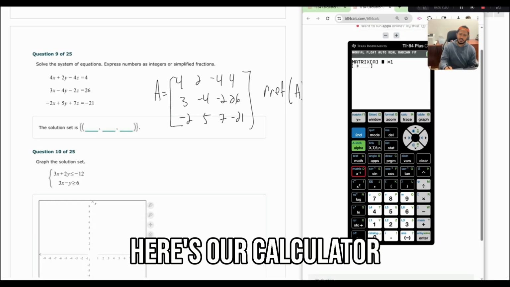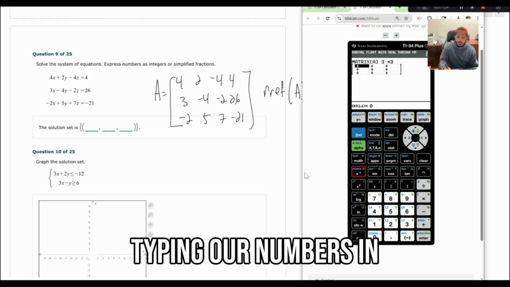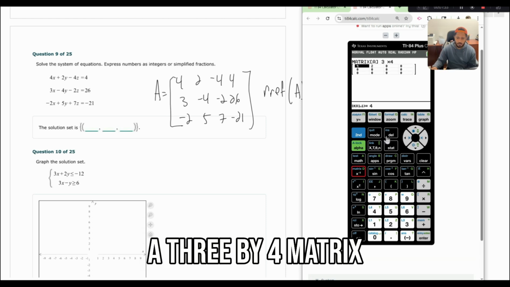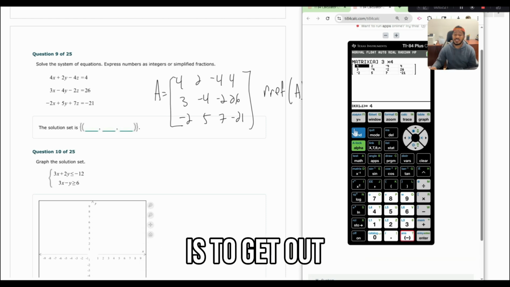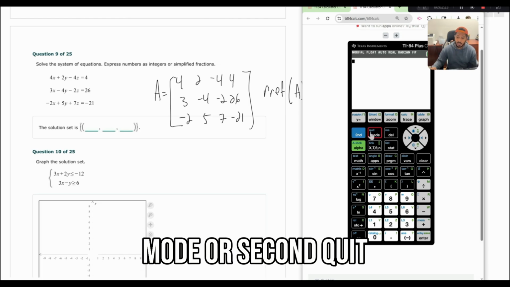Okay, so here's our calculator, right? We know it's a 3 by 4 matrix. And so we start typing our numbers in. So our next step is to get out of there, right? So we hit second mode or second quit to get out of there.